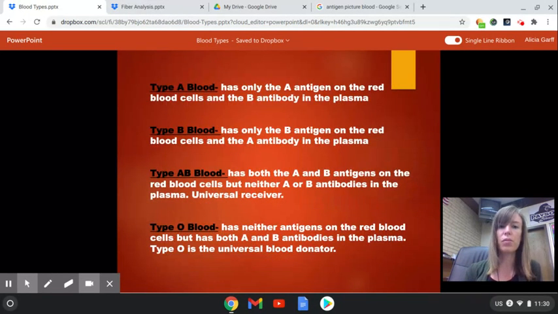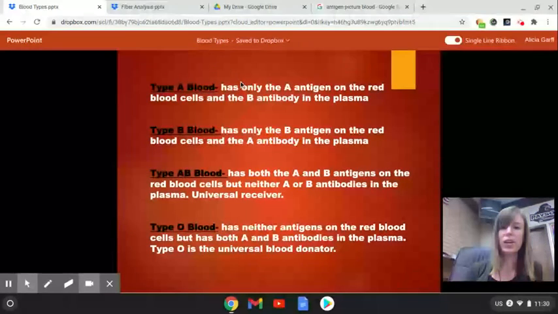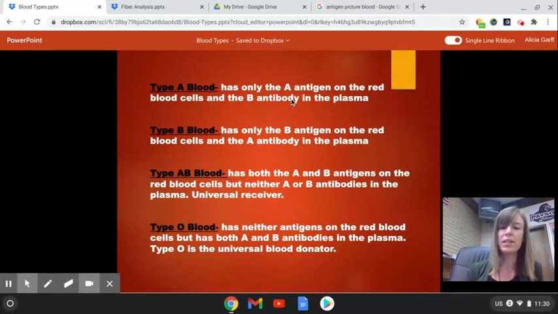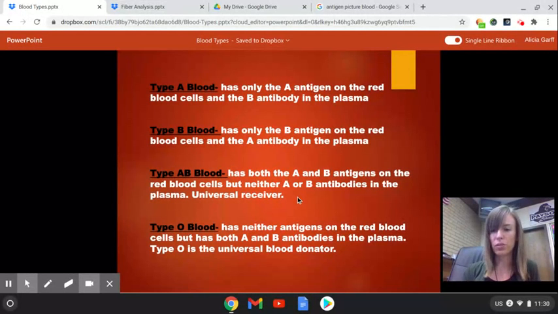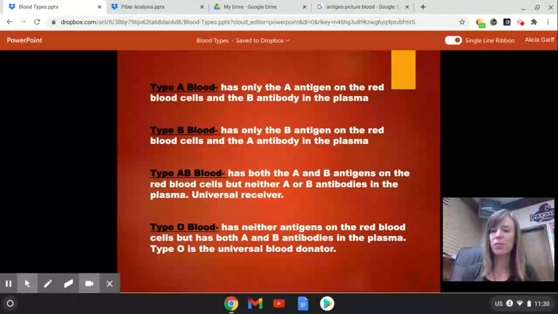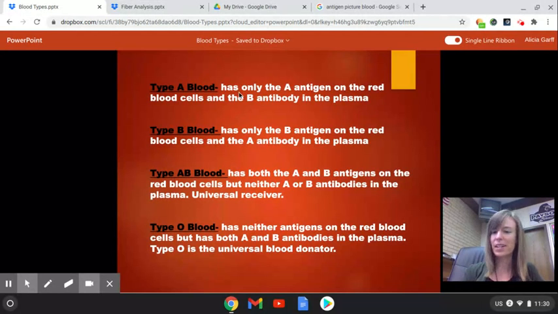So here's the way it works. If you have type A blood, you're going to have the A antigens and the B antibodies. Type B blood would have the B antigens and the A antibodies. Type AB blood has both the A and B antigens, but it doesn't have any antibodies. So a type AB blood, that person is what we call a universal receiver. So they can get any type of blood and it won't hurt them because their body doesn't have antibodies that will attack it.